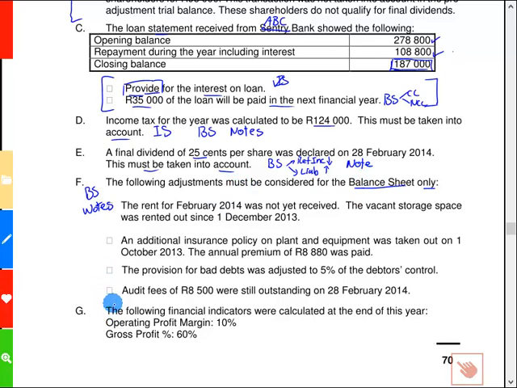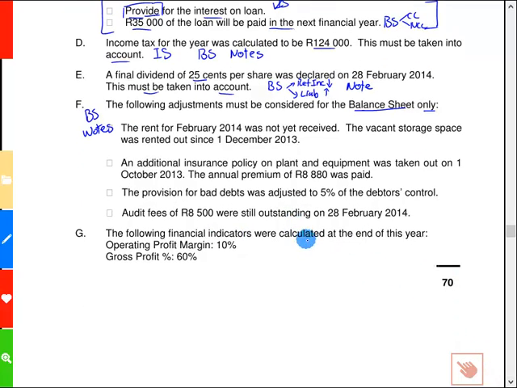Point number G, the following financial indicators were calculated at the end of the year. Operating profit margin is 10%. Now here it's important that you know your ratios. Okay, so what is operating profit margin? It is my operating profit over my sales. If you don't know this, you'll not know what to do with this information. Operating profit over sales multiplied by 100, and that's going to give me, in this case, 10%.